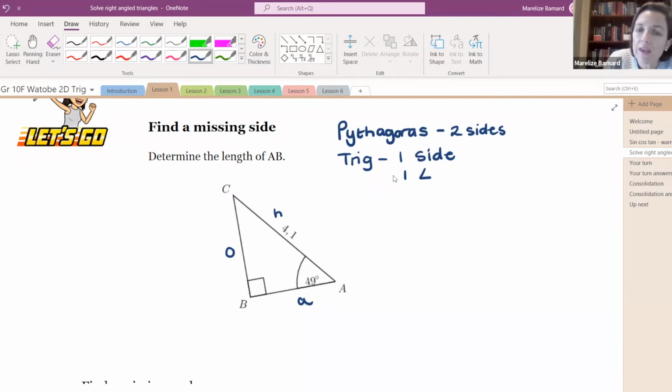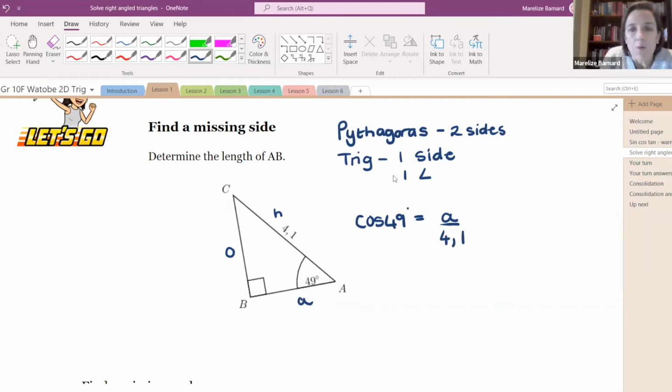We are looking for the adjacent side. So we always use the trig ratio with the side that we have and the side that we want. So we have this side, the hypotenuse, but we're looking for the adjacent side. And our angle is 49. So cos of 49 is adjacent over hypotenuse, which is 4,1.